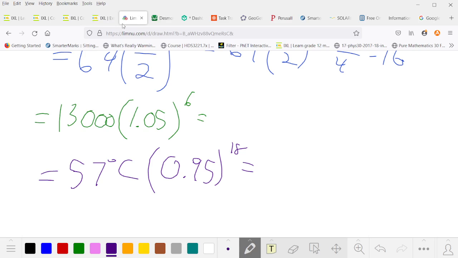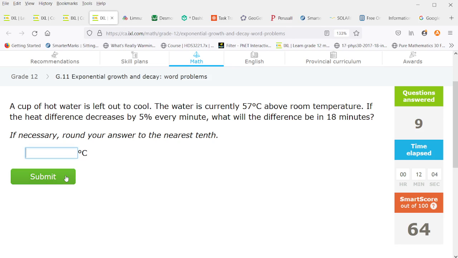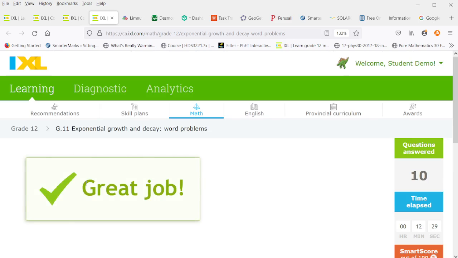In degrees Celsius, which is 22.6 rounded to the nearest tenth. And that's the difference above room temperature, notice, because when something is cooling or heating, it's approaching room temperature. So this is the difference in degrees Celsius, not the absolute temperature.